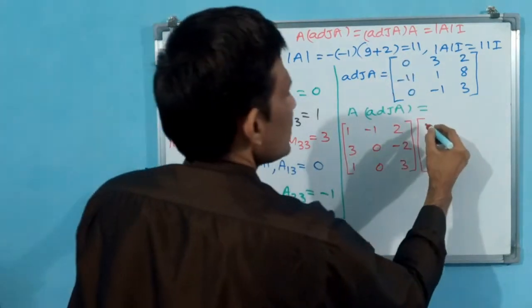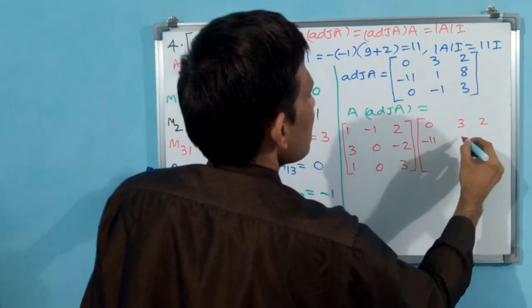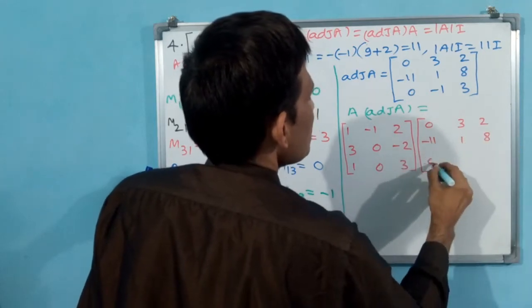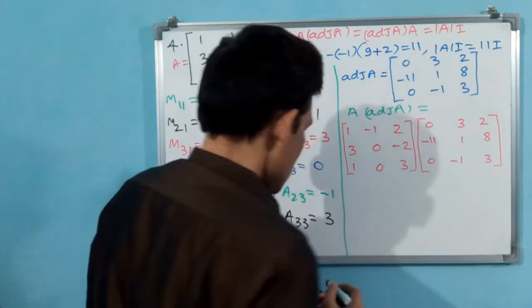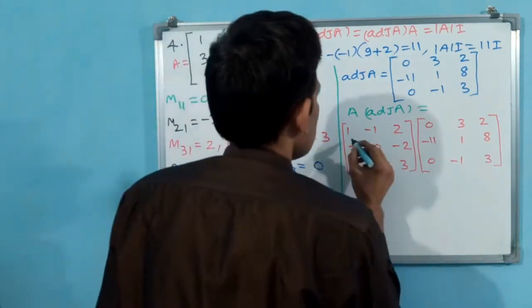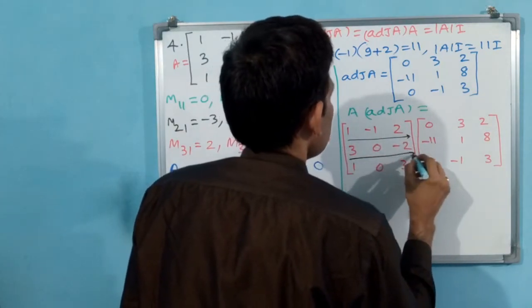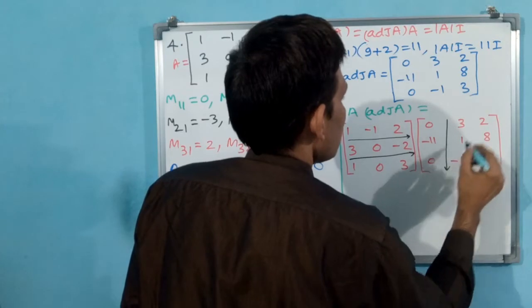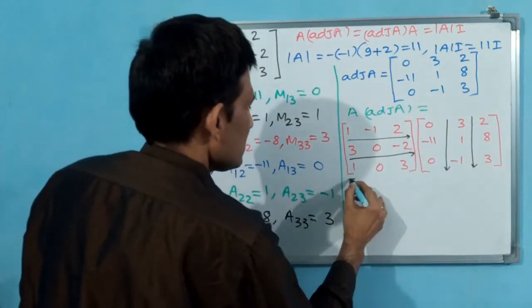Adjoint A. 0, 3, 2, minus 11, 1, 8, 0, minus 1, 3. Okay. See, this multiplication, how to do multiplication? Arrows you take first. Okay, now you write down.